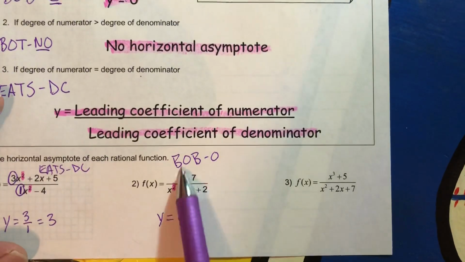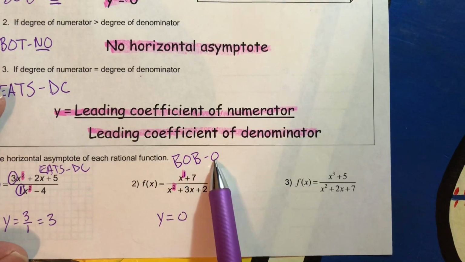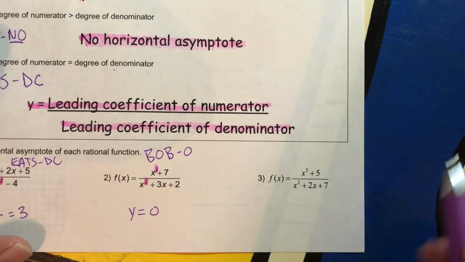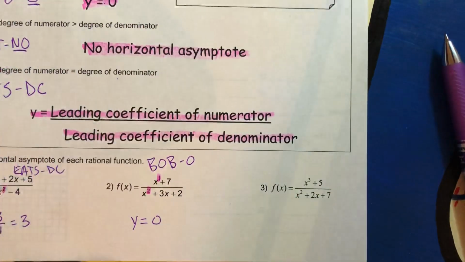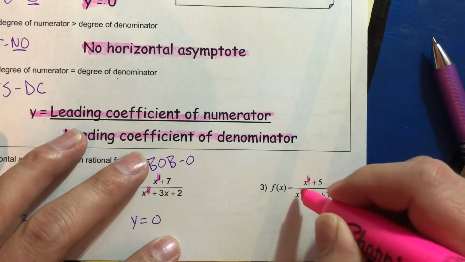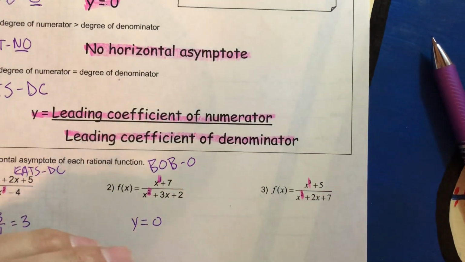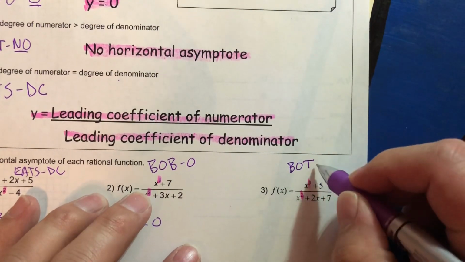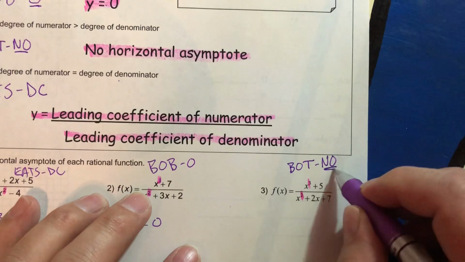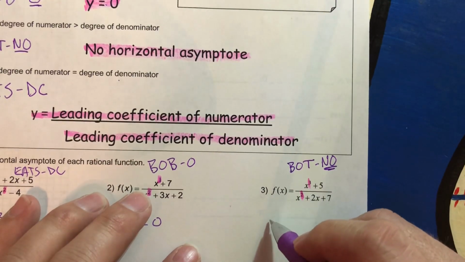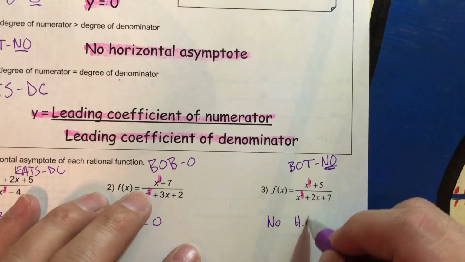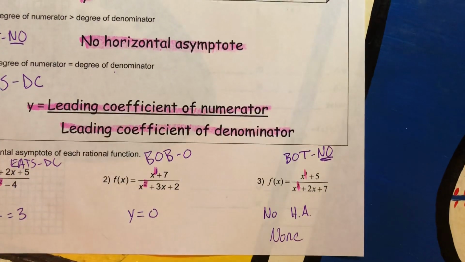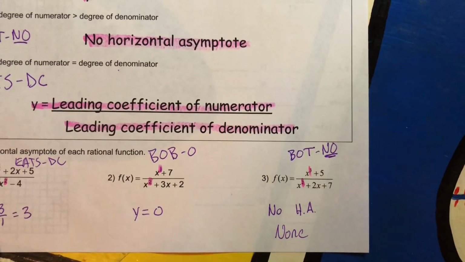So again, just to review, this one was Bobo, bigger on bottom, y equals 0, so the HA is 0. Looking at number 3 over here, again looking at the highest exponent, we have a 3 up top and a 2 on the bottom, so this is bigger on top, so that's bot no, which means there is no HA. You could put no HA or simply just write none. Okay, I would know what you mean. So Bobo bot no eats DC.